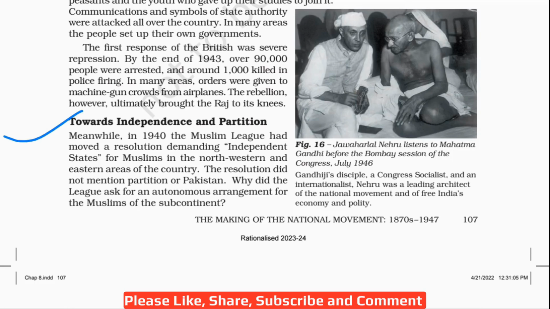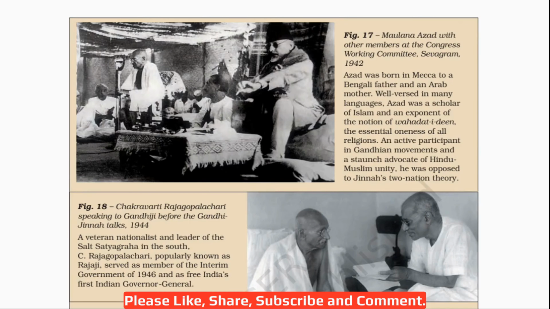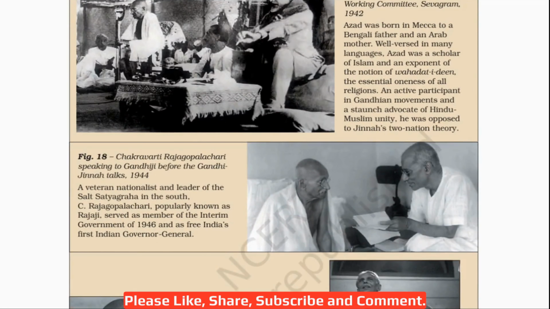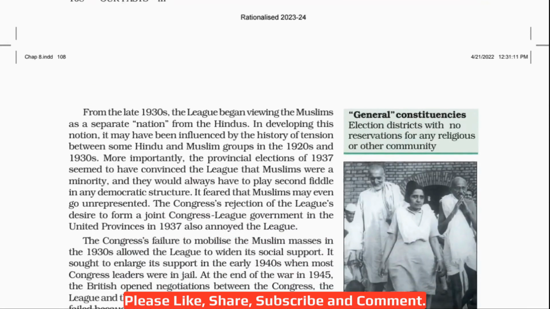Meanwhile, in 1940, the Muslim League had moved a resolution demanding independent states for Muslims in the northwestern and eastern areas of the country. The resolution did not mention partition or Pakistan. Why did the League ask for an autonomous arrangement for the Muslims of the subcontinent? Now let's find the answer to that question. So we will come back to this page later. Let's first continue with that topic.